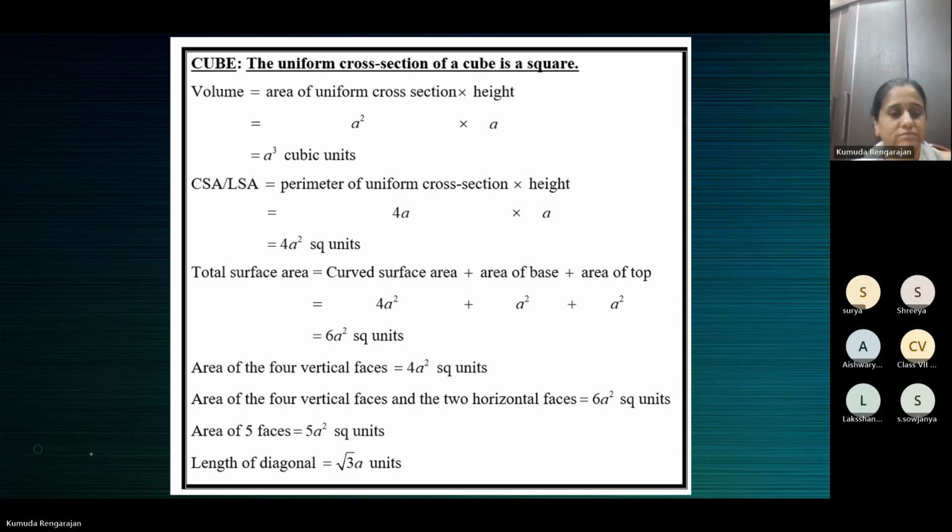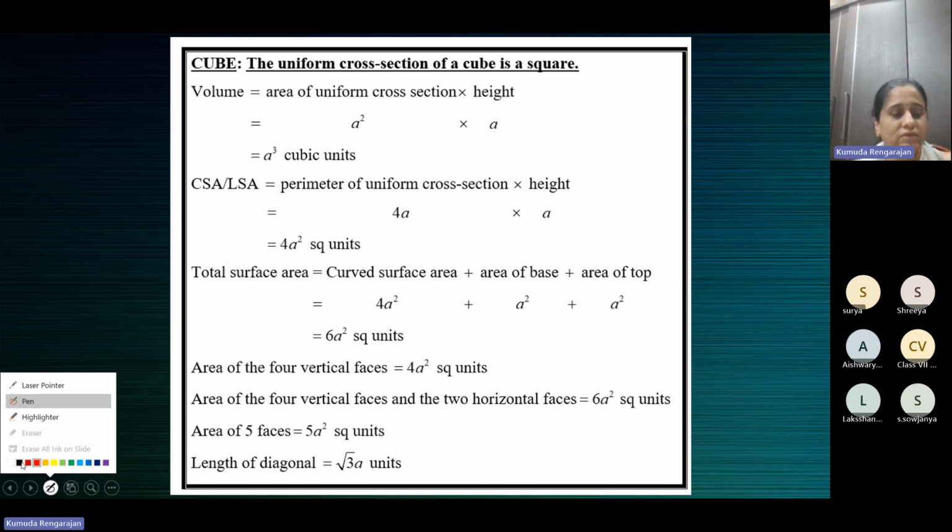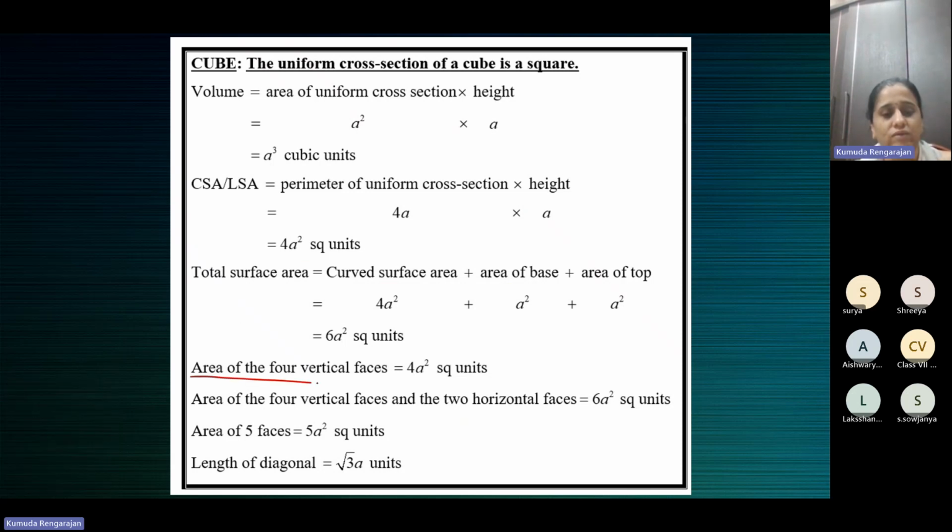Okay. So what have we understood? Area of the 4 vertical faces is 4a square. Area of the 4 vertical faces and the 2 horizontal faces is 6a square. If in some situation you have to find the area of 5 faces alone, then it will be 5a square.